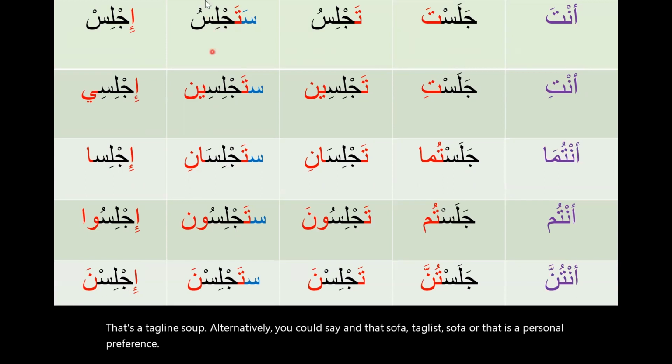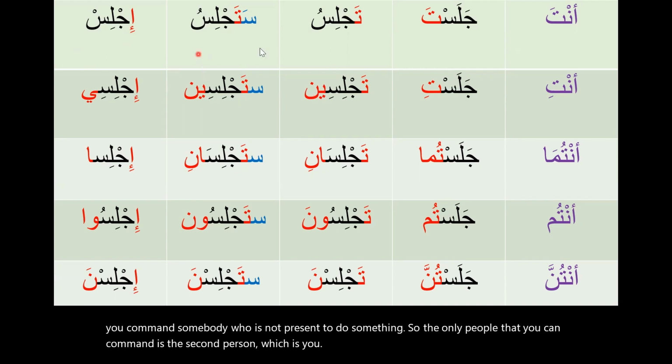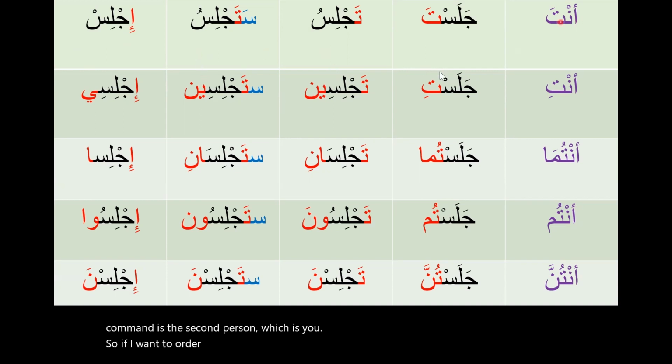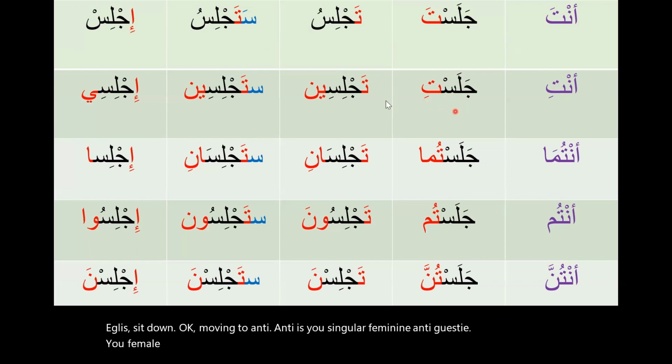Here in this column, we have the imperative form. So imperative only works with the second person, you. If I want to order this masculine guy to sit down, say ijlis, sit down. Okay, moving to anti. Anti is you, singular, feminine. Anti jalasti, you feminine, you sat down.